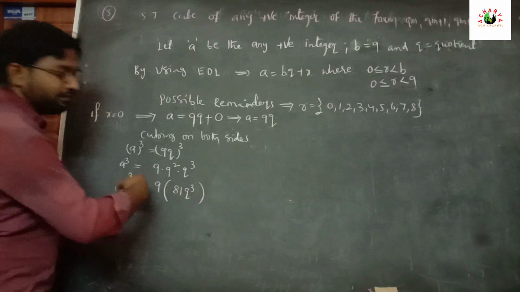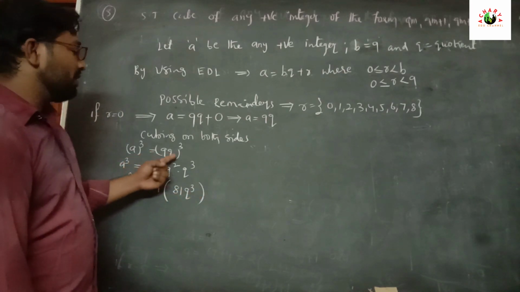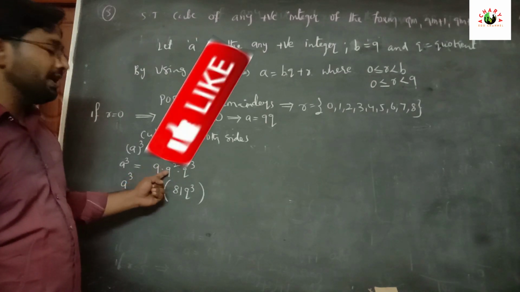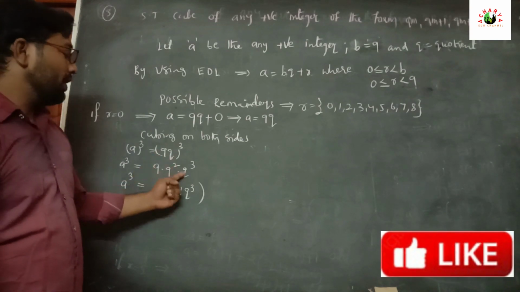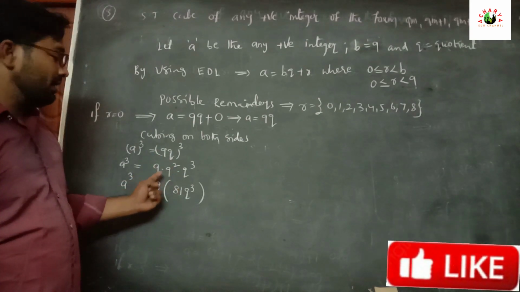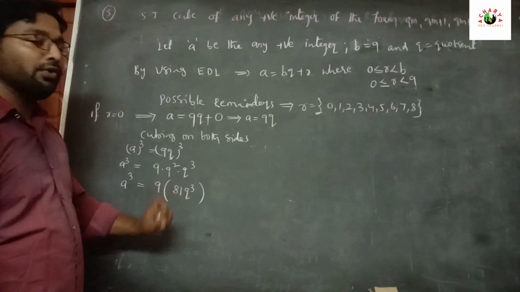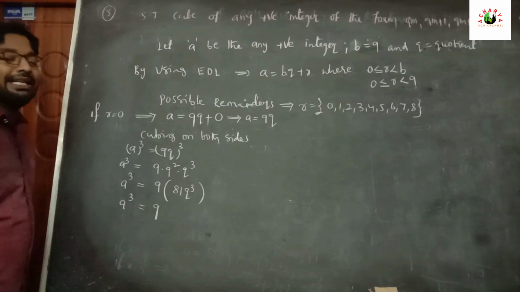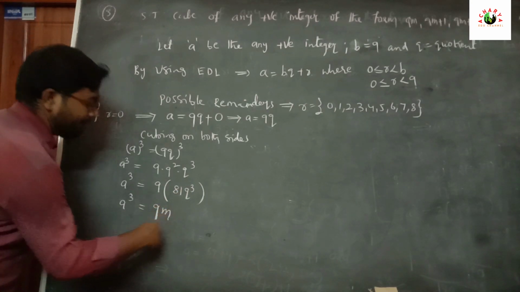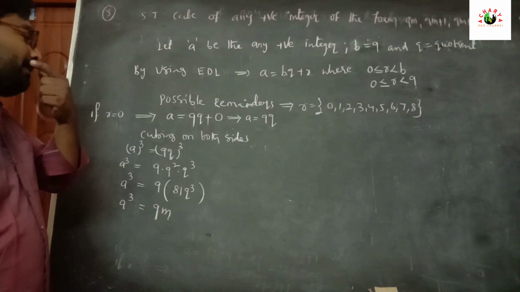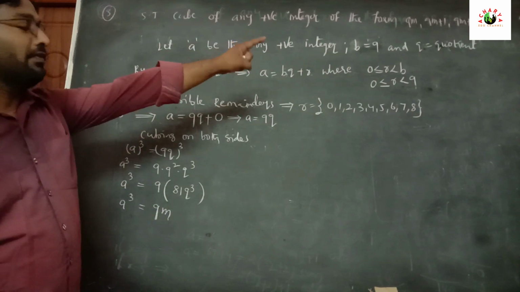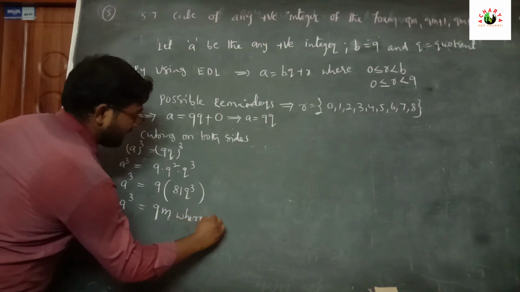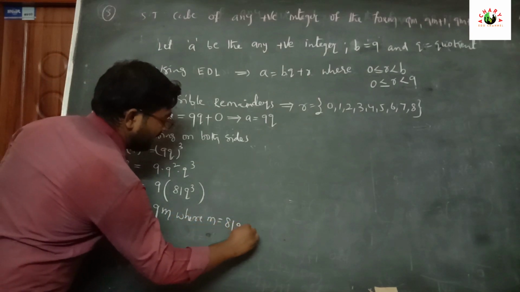Understand? See here 9q whole cube. So here 9 three times. So 9 and 9 square. Here three times, no? Now cube. So taking 9 common, 9 square means 81, and q cube. So a cube is equal to 9. In the place of 81 q cube we can write m. We can write m. Why? Because we have to show the form 9m. So where m is equal to 81 q cube.